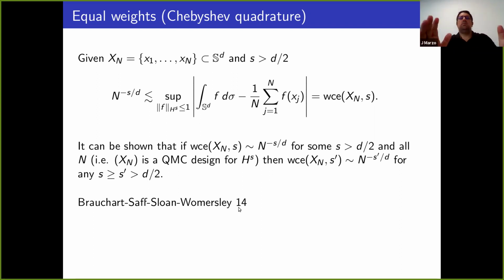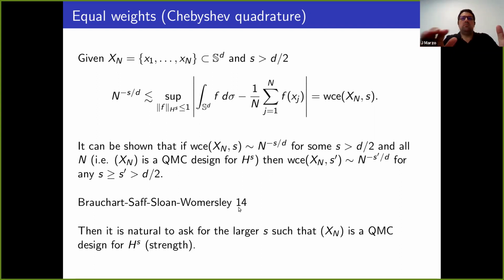Okay, and the nice thing here is that you have all these things for free in between, but you have a point where you can reach, and this is somehow saying how good these points are. And the larger s where you have this property, that paper calls the strength. Okay, this is the strength of these families of points X_n.